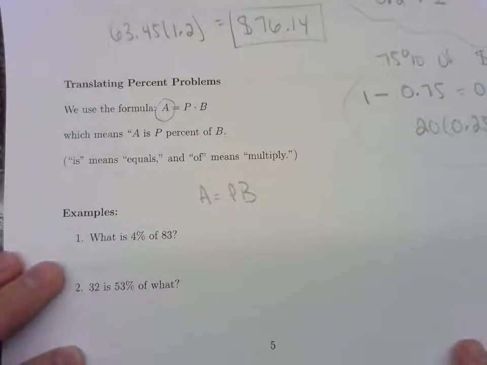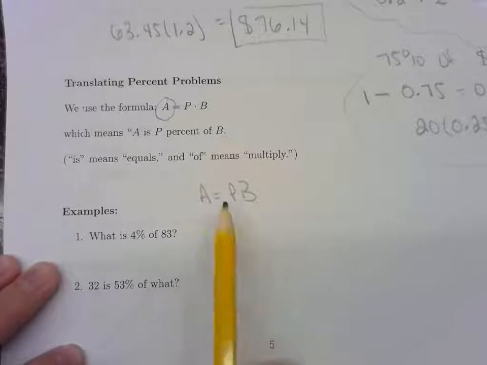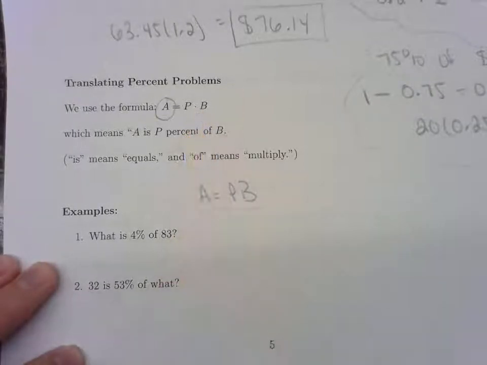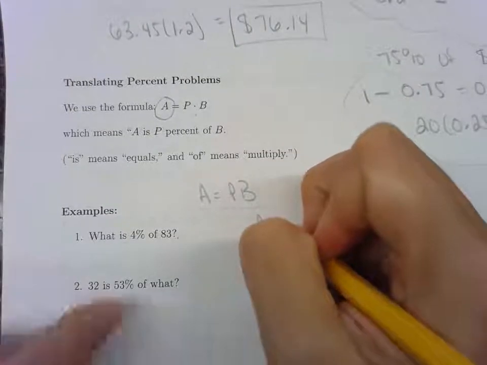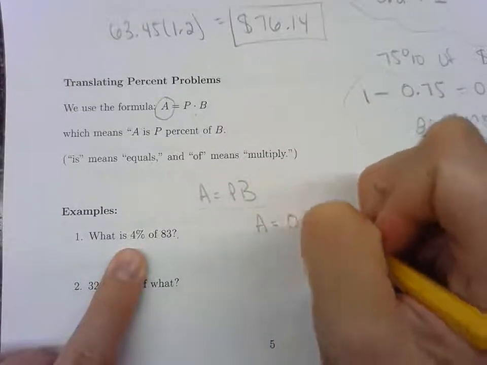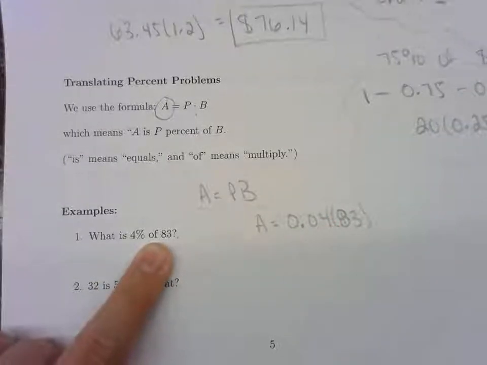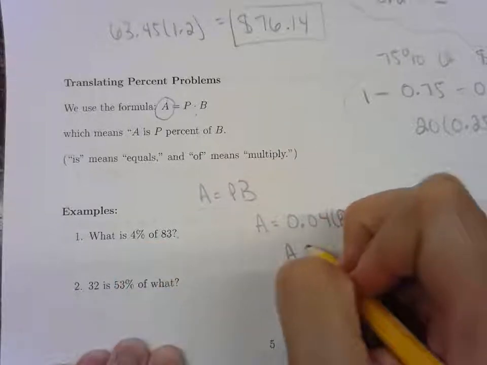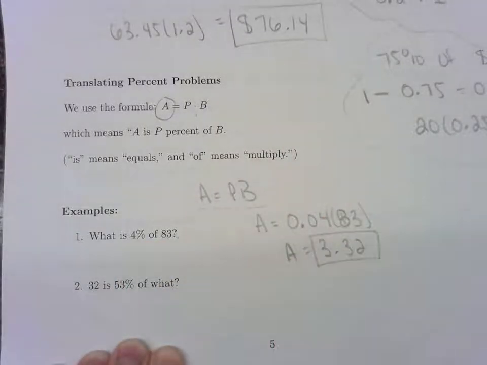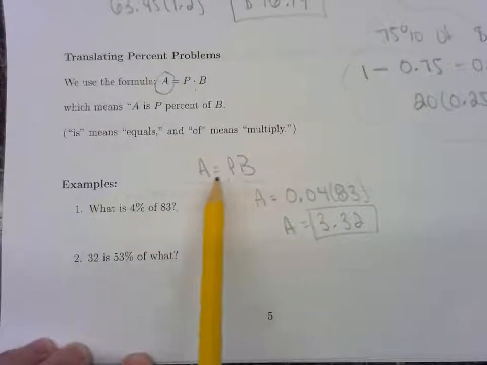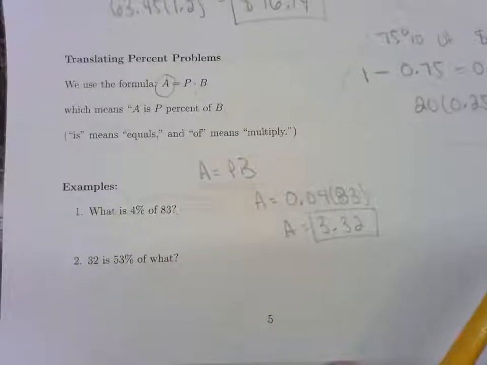Number 1, it says, what is 4% of 83? Using this formula, P is the percentage, or 4%. Of would be 83 because this of is multiply. So we would write A equals, P as a decimal, 0.04, times B, 83. We just multiply this, so 0.04 times 83, you should get A equals 3.32. So 4% of 83 is 3.32. You probably could have figured this out without this formula, but we're going to look at some more examples.